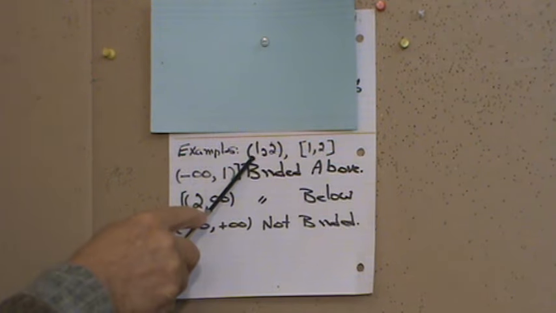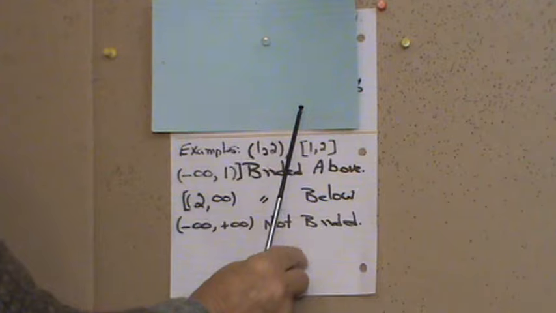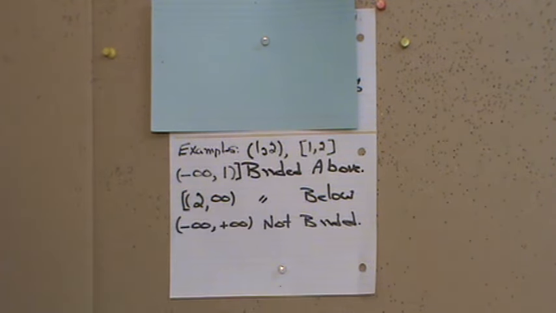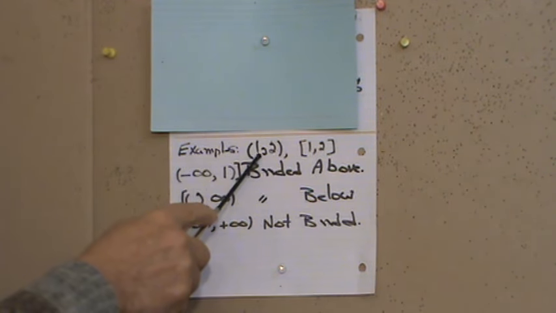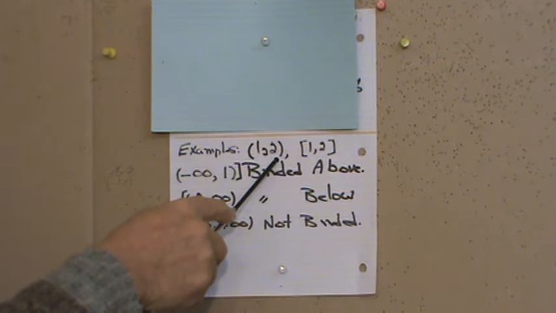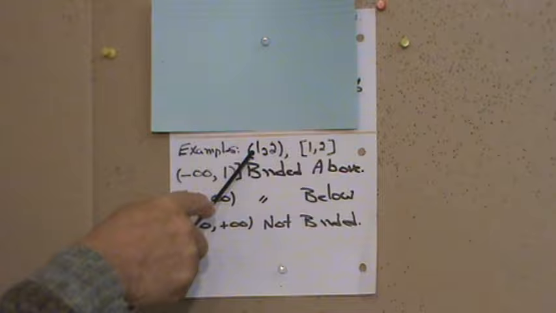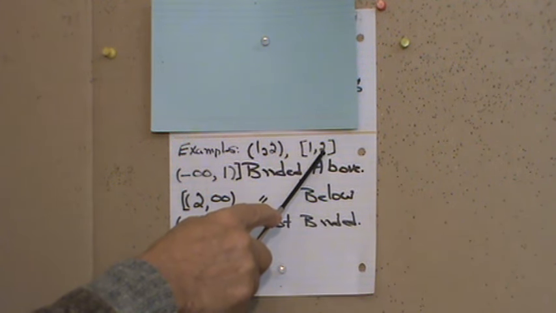Here, the open interval from 1 to 2 and the closed interval from 1 to 2, both of them are bounded. Both of them are bounded above and below. The difference is that the open set does not include its least upper bound, which I'm going to define shortly, and does not include its greatest lower bound. But the closed set does contain them.